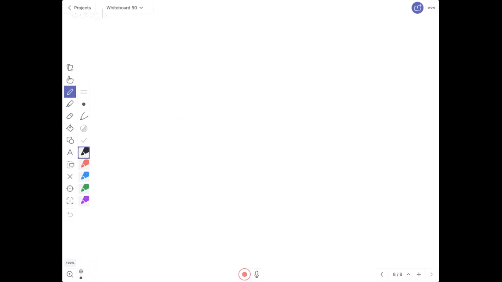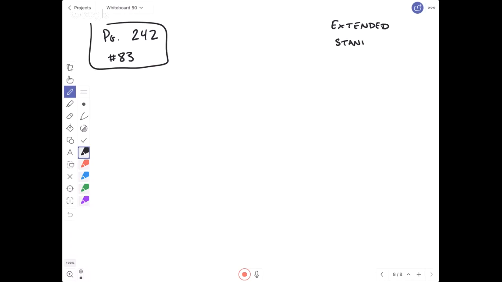So last problem I'm going to do is another extended standard practice. I'm going to do page 242, number 83, and it is again an extended standard on applying the fundamental theorem of algebra. So we're at f of x. Oh, shoot. Just a sec.